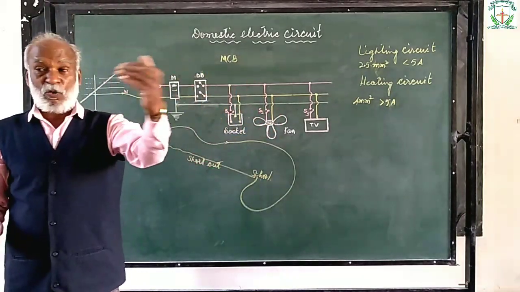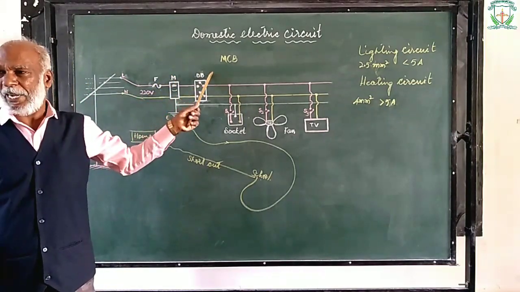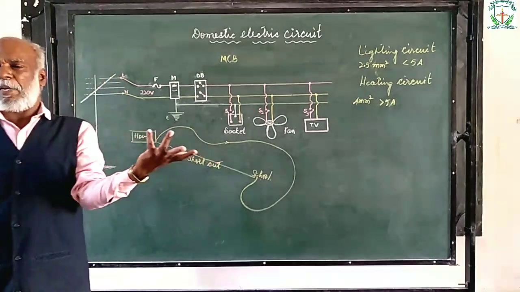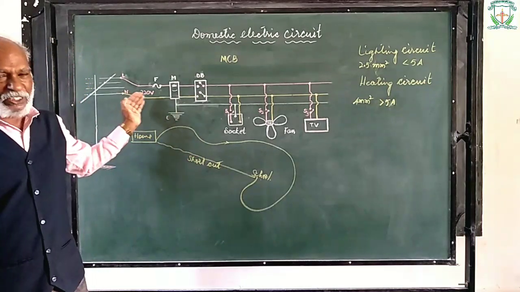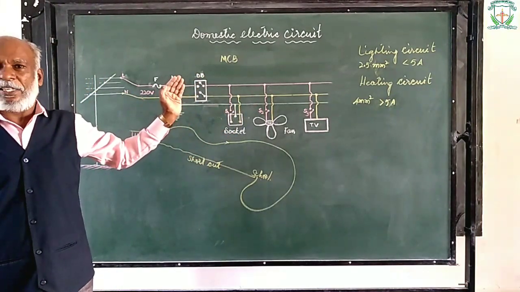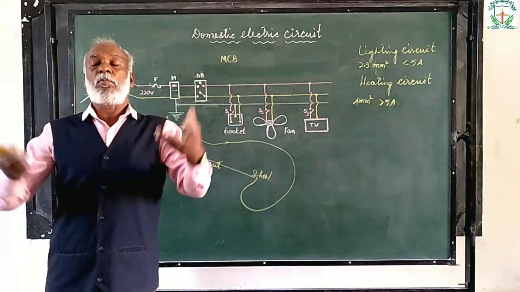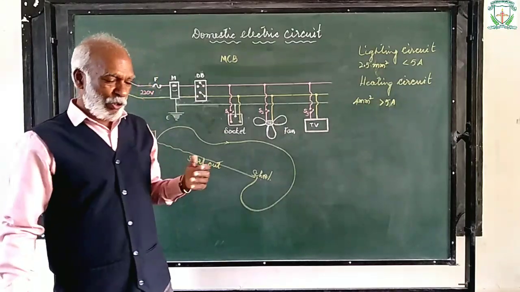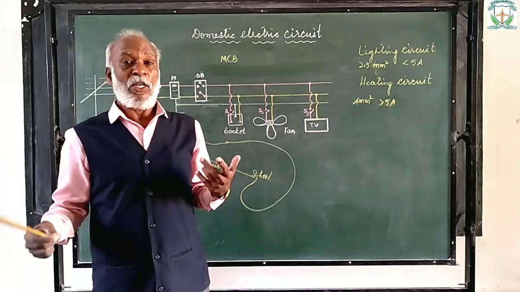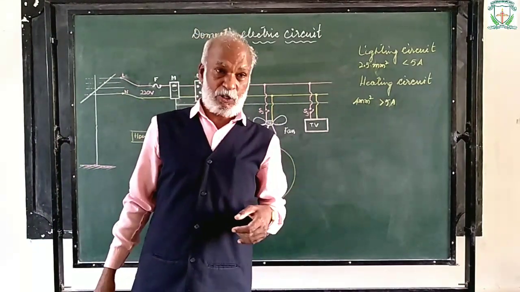The excess of current flows through the circuit. If you have protective devices like circuit breakers, the concerned circuit breaker trips. If there is no circuit breaker, then the excess of current flows through the circuit and you get a short circuit fire accident. The wires get heated and start burning. You might have read in the newspaper or watched on TV about short circuit fire. This is how short circuit fire is caused.